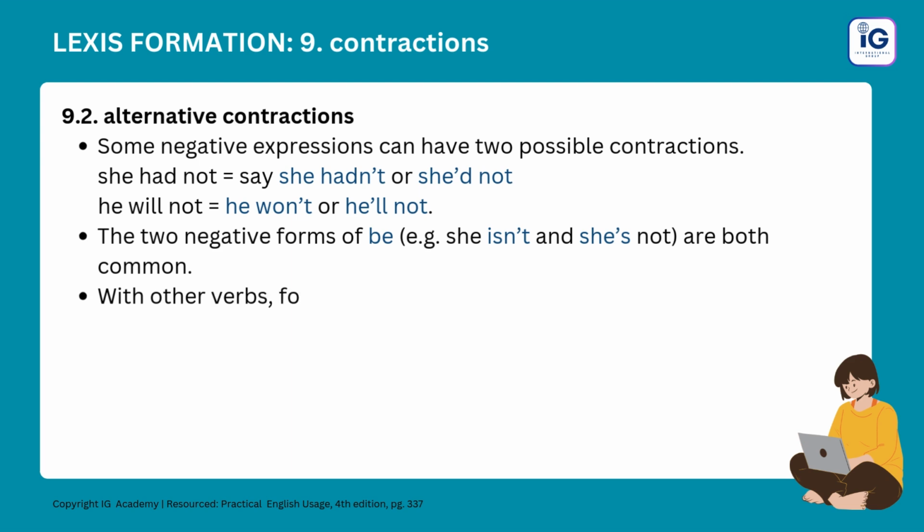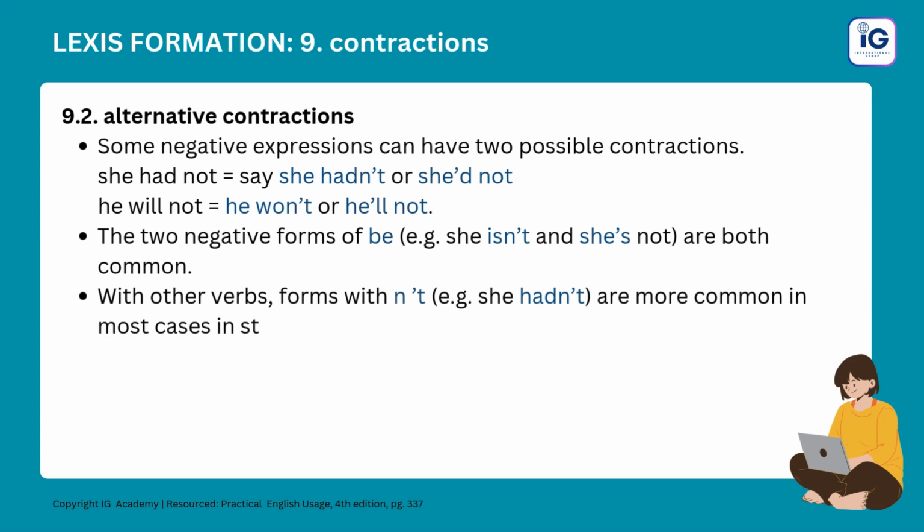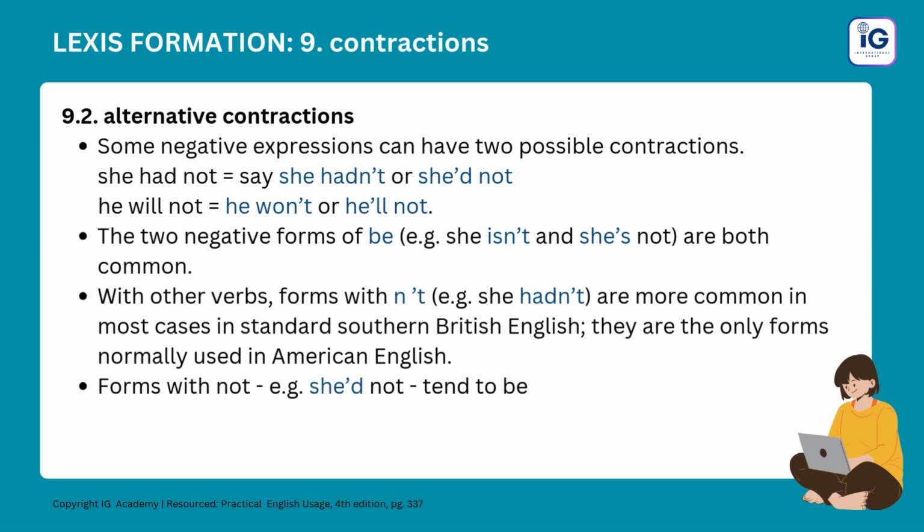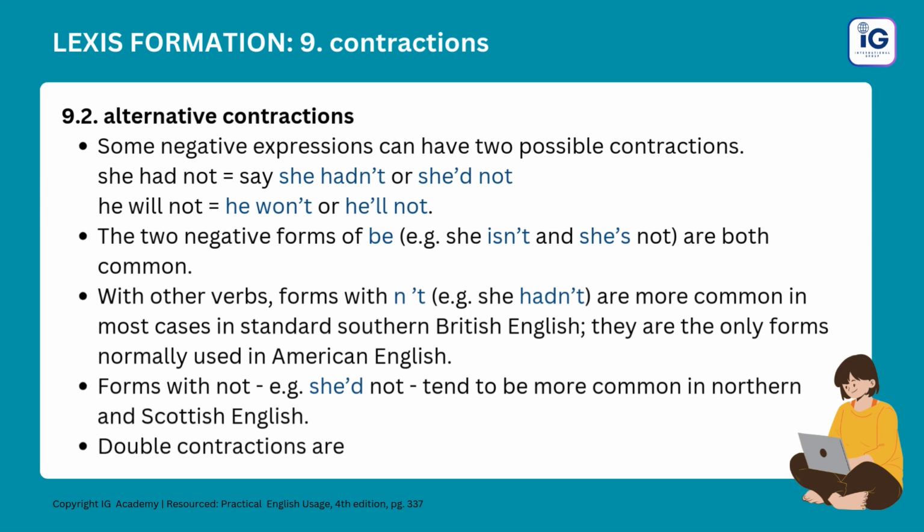With other verbs, forms with n't, for example, she hadn't, are more common, in most cases in standard Southern British English. They are the only forms normally used in American English. Forms with not, for example, she'd not, tend to be more common in Northern and Scottish English. Double contractions are not normally written. For example, she'd'nt is impossible.